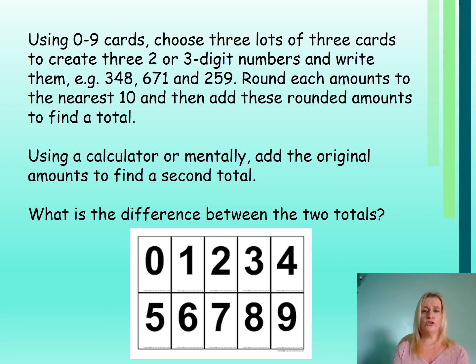We could use our counting on strategy, or we could use a calculator to check and see what our total is. Then we could work out the correct answer when we add 348, 671 and 259 together. And your final task is, what is the difference between the two numbers? What kind of sum would you need to do to work that out? I hope you can solve this one.